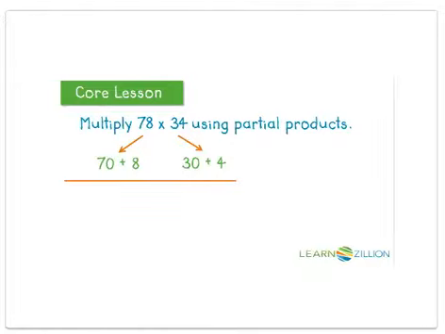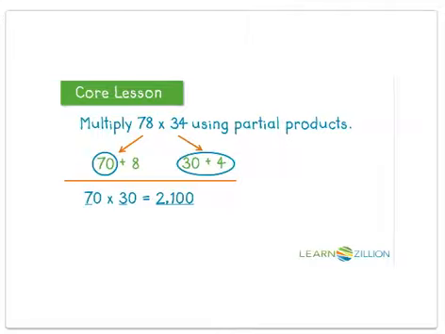To begin, we're going to multiply the 70 times both of the values in 34. So we'll multiply 70 times 30 to get 2,100. I know that 7 times 3 is 21, but we're multiplying tens times tens, which makes the number 100 times bigger. We now have 2,100.